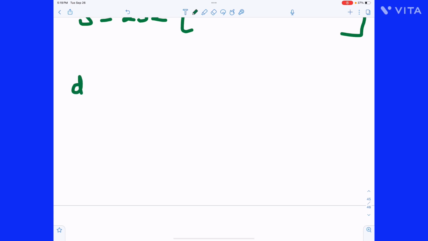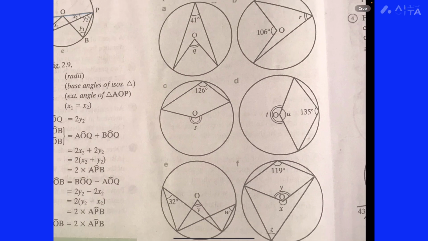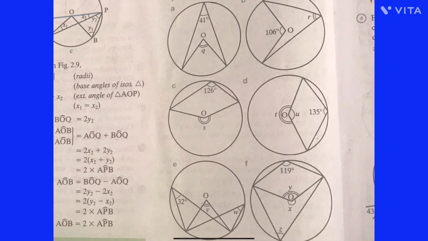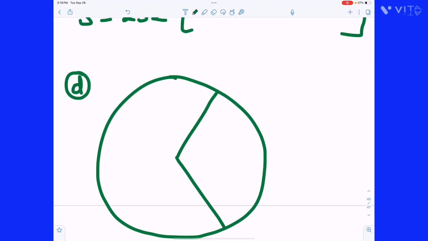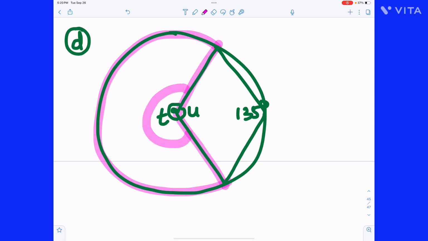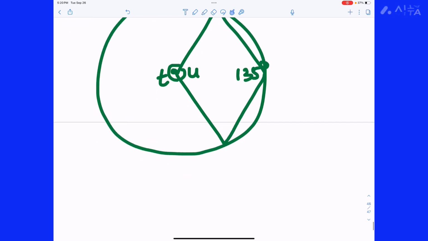Question D. T, U, 135. Let me try and leave enough space. Now, T is equal to, just like we explained before, on this arc, T is formed at the center. Can you see that? T is formed at the center on this arc, but on that same arc, 135 is formed at a point on the circumference, meaning T is equal to 2 times 135.